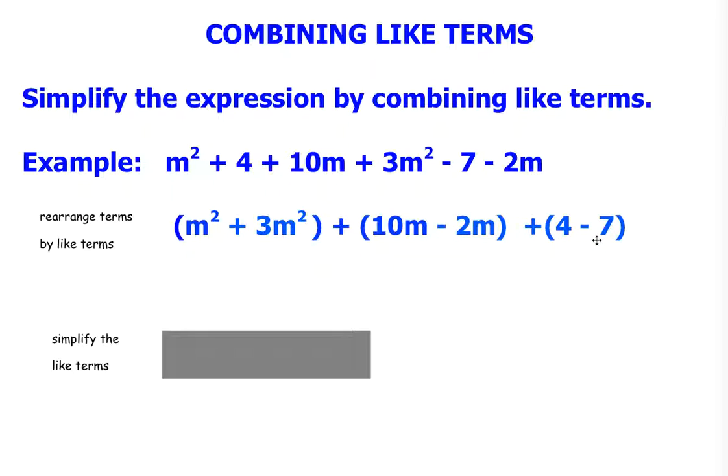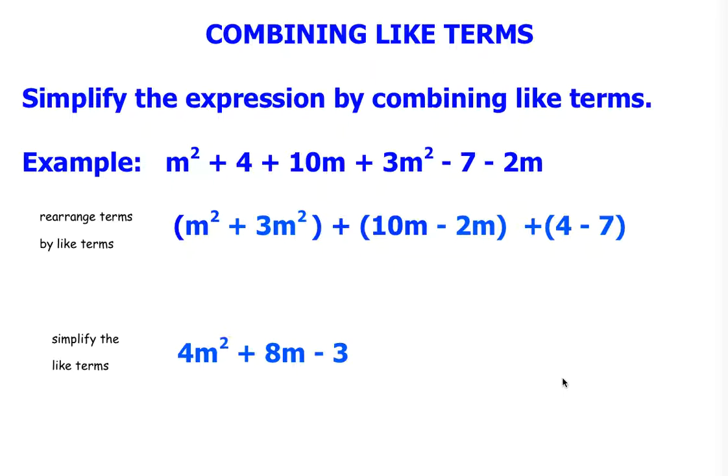After you've recognized and grouped your like terms, simply simplify. 1m squared plus 3m squared is 4m squared. 10m minus 2m is 8m. 4 minus 7 is negative 3. So the simplified answer is 4m squared plus 8m minus 3. Let's look over one more.